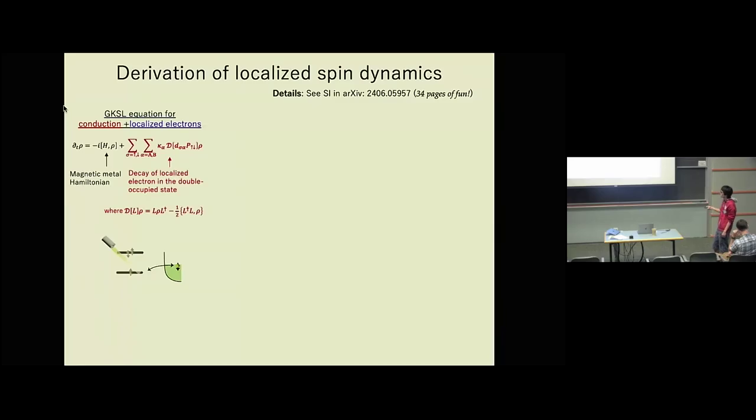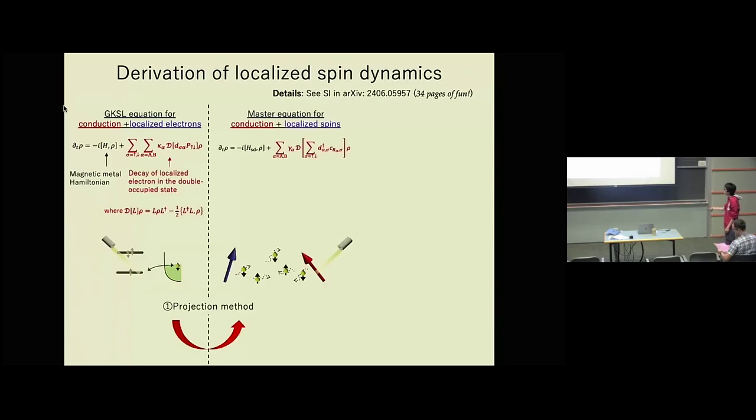But first of all, to derive the effective spin dynamics, you don't want this to be fermion, because a fermion can have either up spin occupied, down spin occupied, or it can have vacuum, or it can have double occupancy. So the Hilbert space is a little too large. So what you do is project out those degrees of freedom, and there's a way that you can do that, and as a result, you get an effective master equation description for conduction electrons and localized spin dynamics.